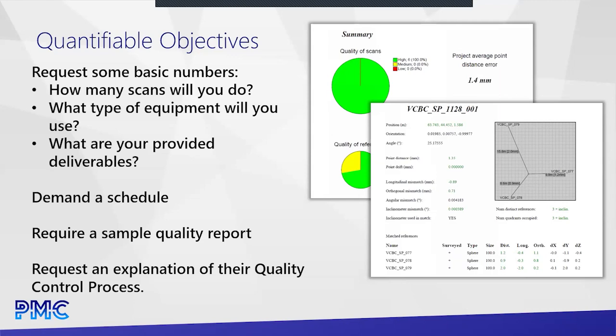This is more important the larger the project gets. The smaller the projects are, they're pretty easy and almost anyone can do it. And like I said, if you're using a terrestrial scanner, you can always fix it, especially if it's only a couple thousand square feet. Then, as the jobs get a little bigger, you might want to request a more thorough explanation of what they do to control quality.